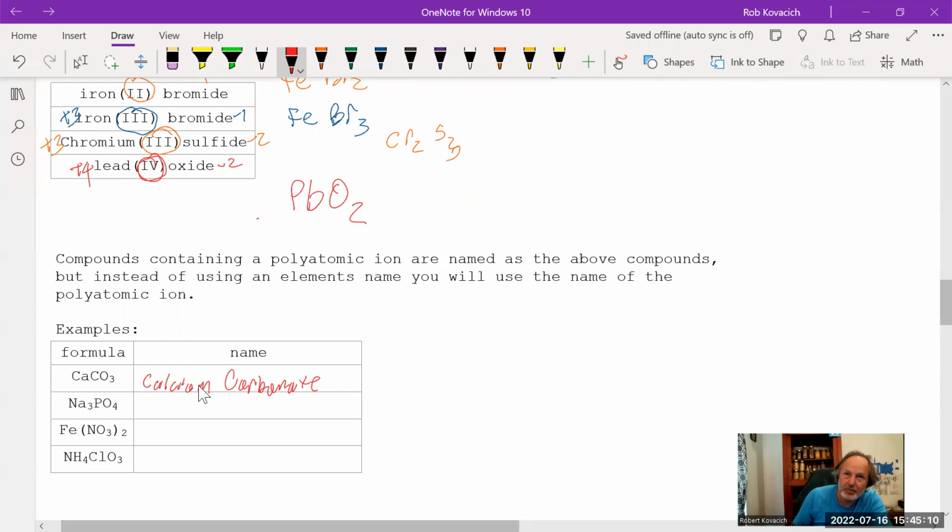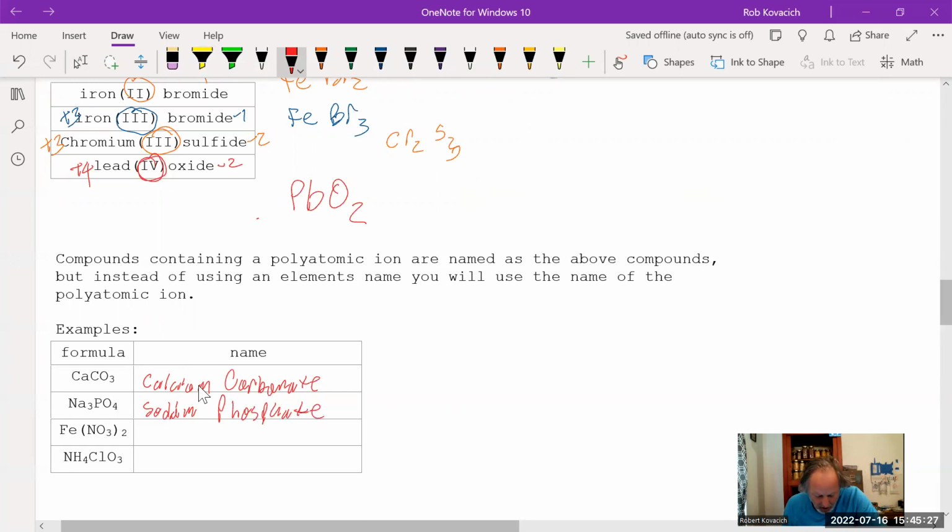Okay, so the next one. I've got a sodium. Sodium is a group 1 metal, so its oxidation state doesn't change, so I don't need a Roman numeral with it. So I'll just say sodium. And then I've got phosphate. That's that polyatomic ion.